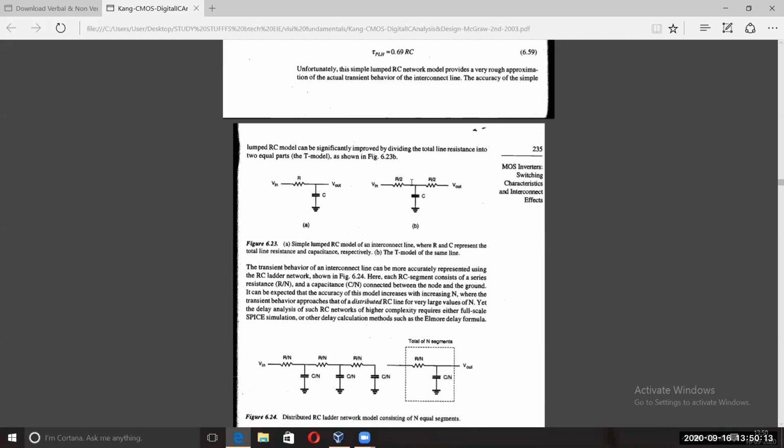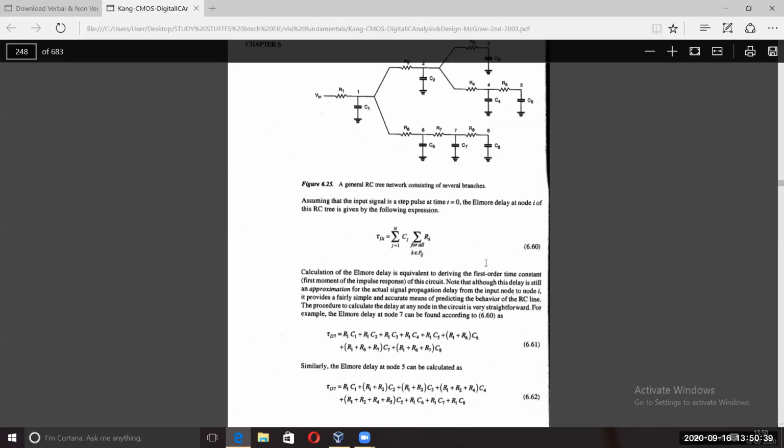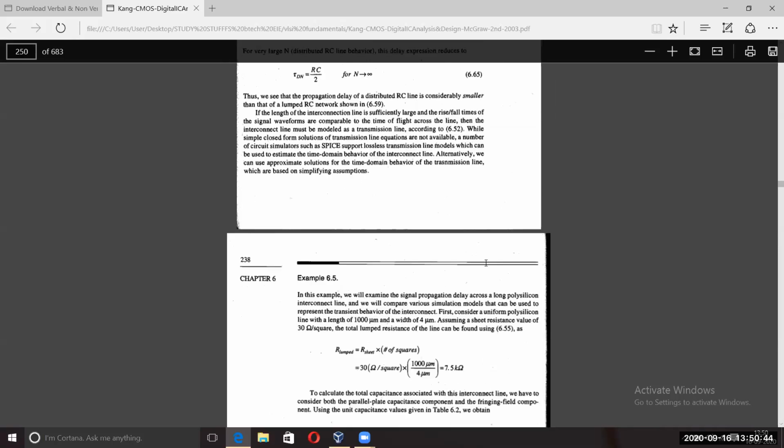In the T model, what is there? We are having the value the same. The total resistance is the same; we are only dividing by 2. So this is the way we can get the T1. Or in the case of pi, we can divide the capacitance by 2, keeping the resistor R only. So here we are examining the T1, so R by 2, R by 2. That's the way we will carry out the simulation using the values.